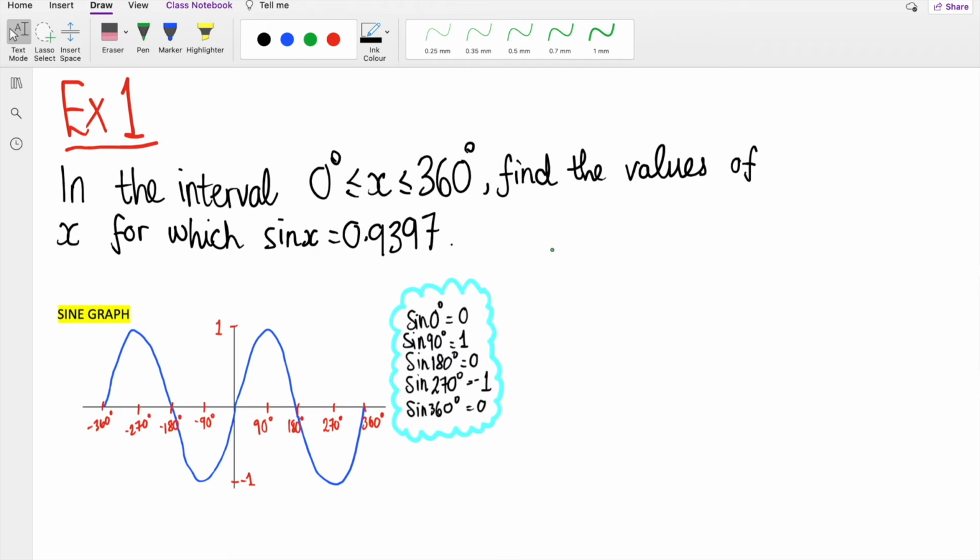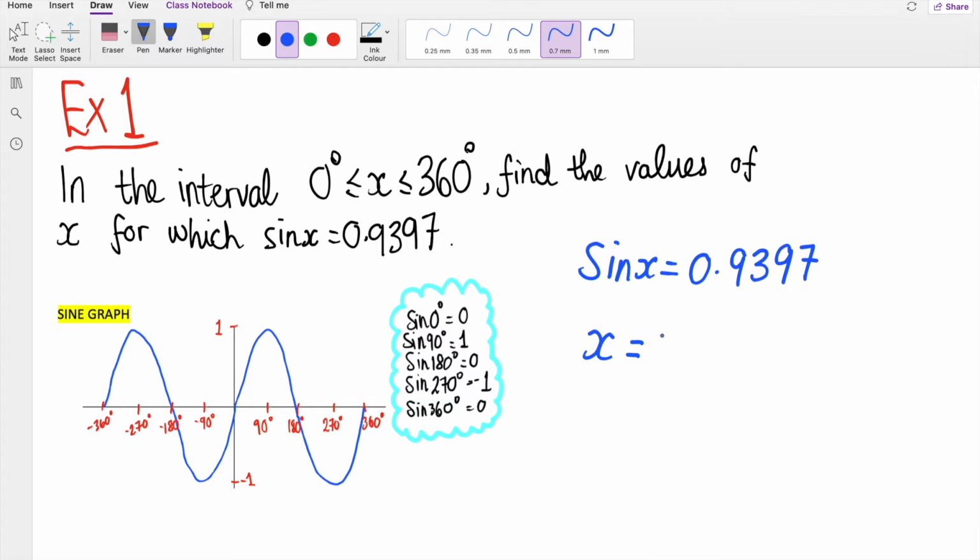So example 1 is asking us to find the values of x for which sine x is equal to this decimal. As you can see, I have been given a range for my x-axis between 0 and 360 degrees inclusive. In this question you will have a calculator. We are being told that sine x is equal to 0.9397, so the first thing we need to do is find out what angle that is true for.